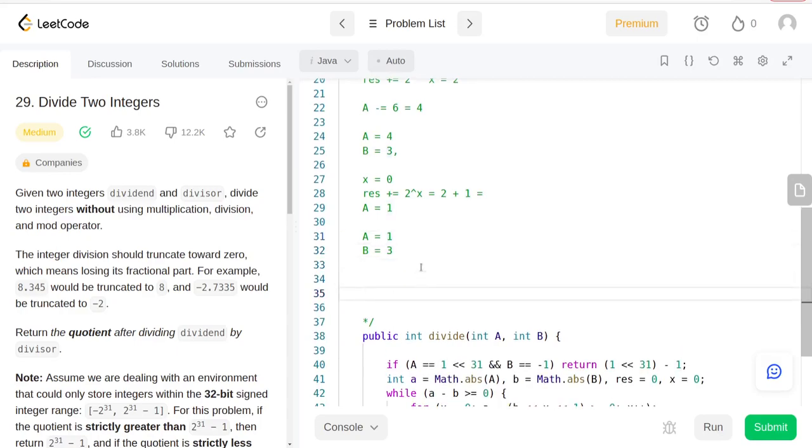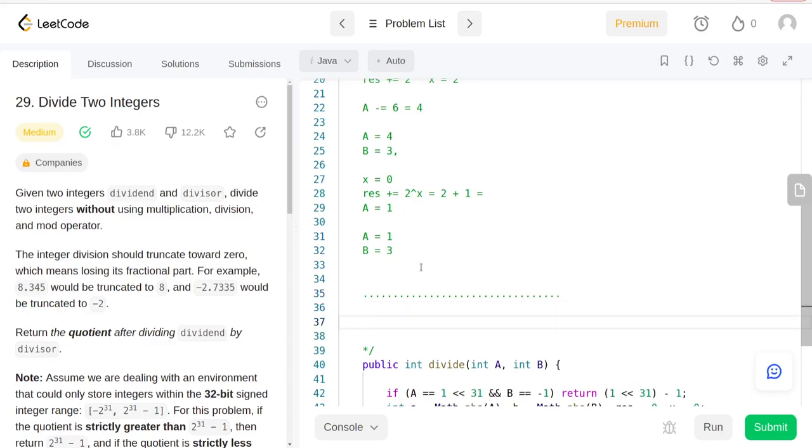Again, it's not intuitive, but there is a way we can divide two numbers, and that's gonna give you logarithmic complexity, and that's what they are looking for.